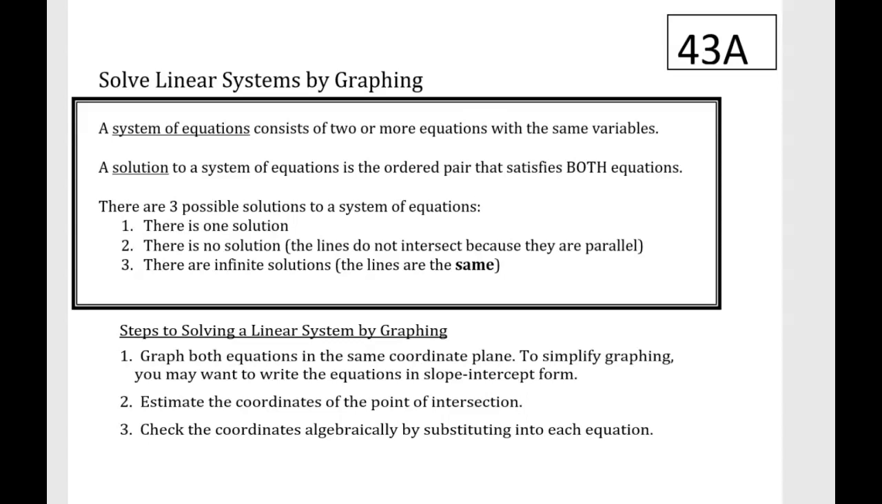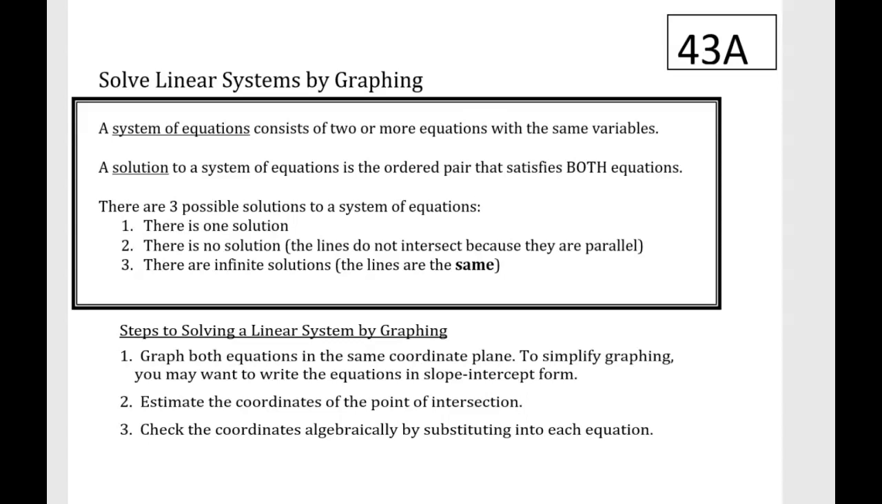And then the third scenario is when there's infinite solutions, and that would happen when your 2 lines happen to be the same line. Okay, once you put them in slope-intercept form, you realize they're both the same line. They're right on top of each other. That means there would be an infinite number of points that would be overlapping or intersecting.